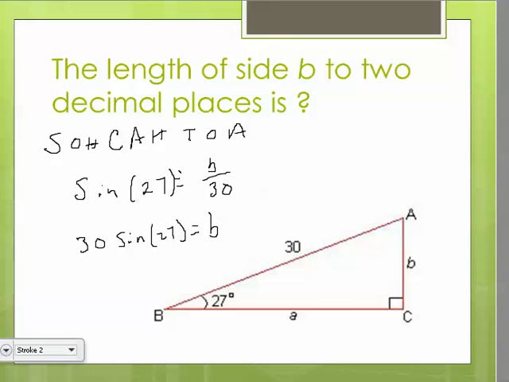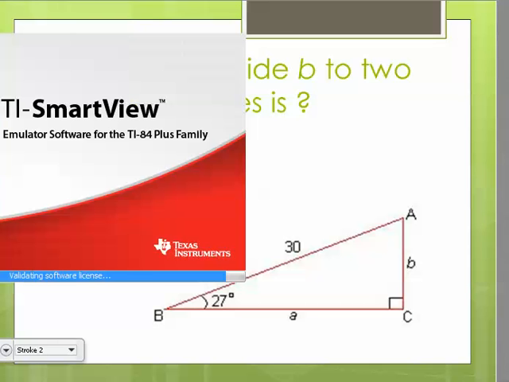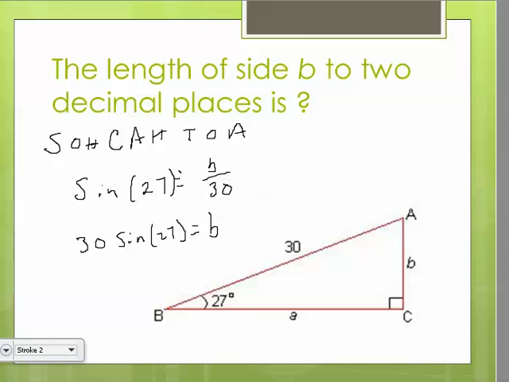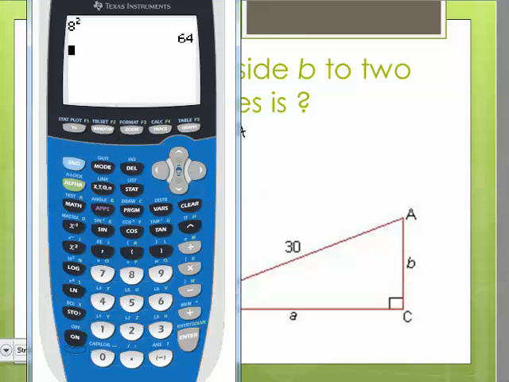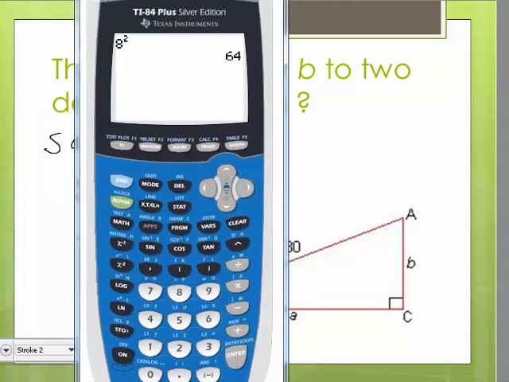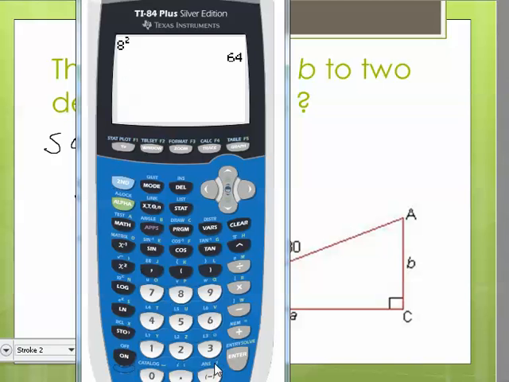Okay, the calculator's not running like it was when I did my class connect, so I'm going to have to start my calculator up. It takes just a second or two to get started and running, and then we can actually work this out. See, TI Smart View, it's right there, starting up. Okay, there's my calculator sliding in from the side. So I'm going to take 30 times the sine of 27 degrees, and I hit enter, and I'm going to get a number of 28.69.